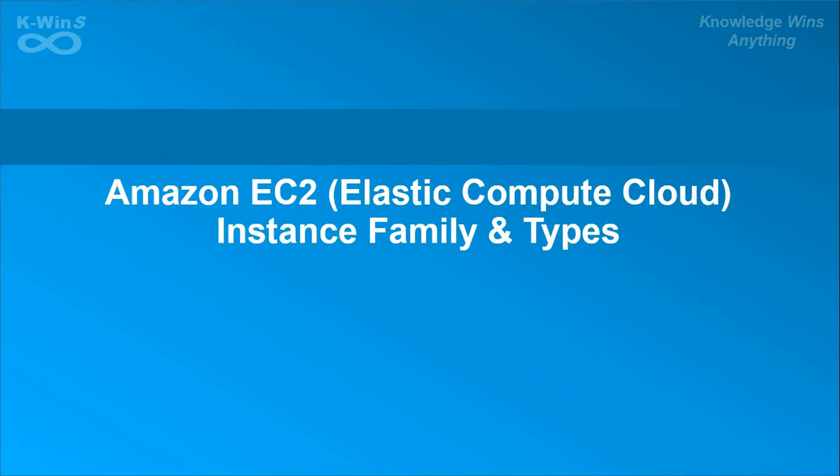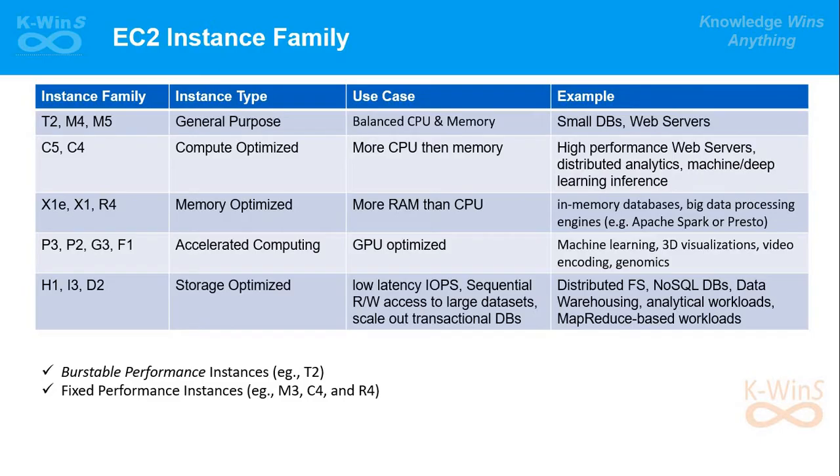Hello everyone. The topic that we are going to discuss today is EC2 instance family and EC2 instance type. Coming to EC2 instance family, AWS provides general purpose instances that are suitable for applications that are running with balanced memory and CPU. Some of the common use cases include small DBs and small web servers.